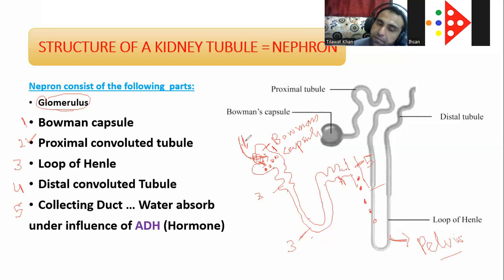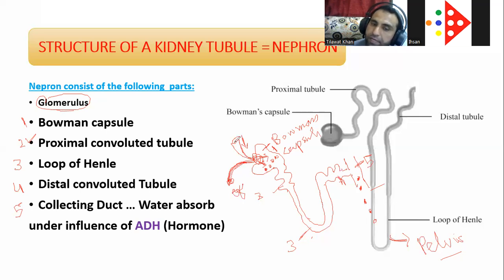So the blood is coming to afferent arteriole and then going out through efferent arteriole. This is afferent arteriole, and then going out through efferent arteriole. You got it? Now, if you see, afferent arteriole has a large lumen while efferent has a small one. Why?